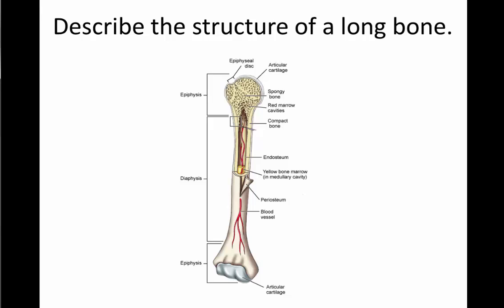And then finally, there are blood vessels that provide blood, nutrients like glucose and oxygen and so on to the cells that are found within the bone, and then pick up carbon dioxide and other wastes and take them away from the bone.